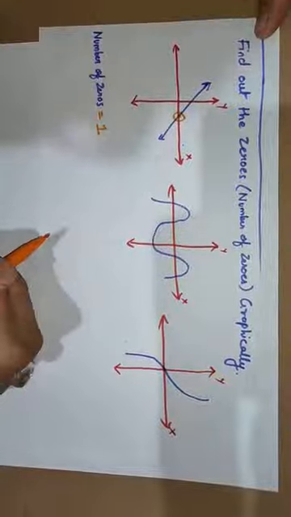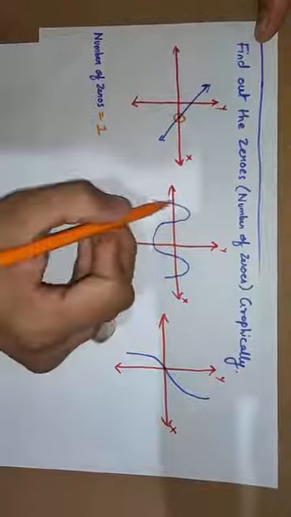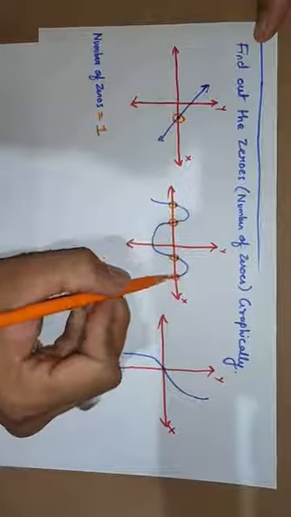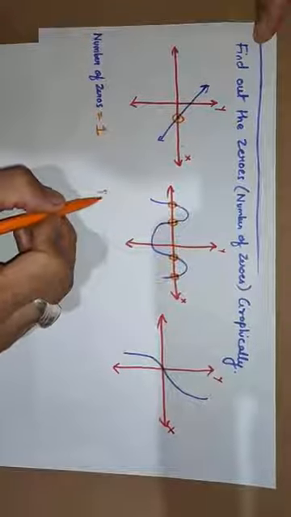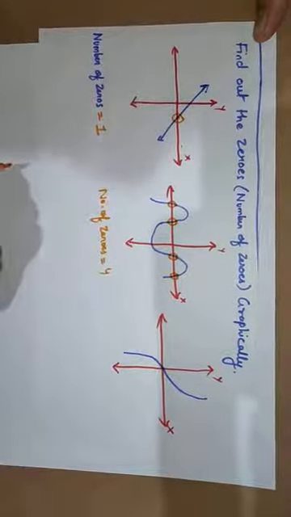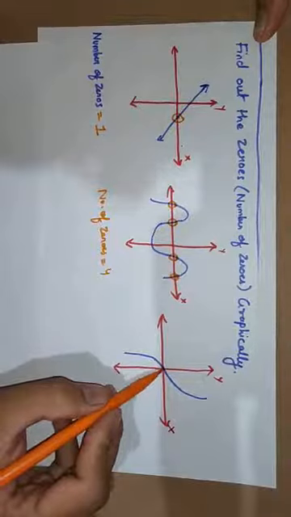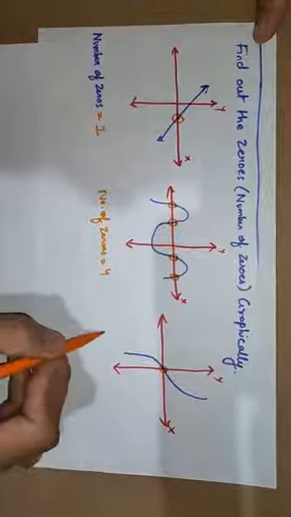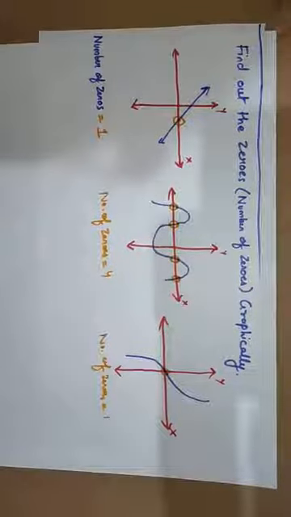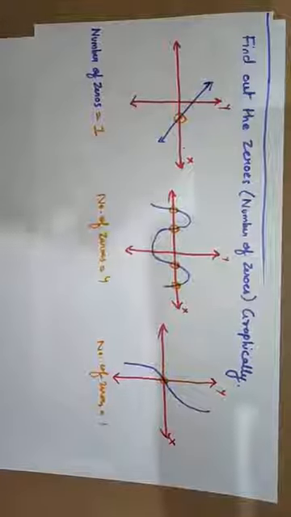Now looking at the second figure, the curve is cutting the x-axis at how many points? This is 1, this is 2, this is 3 and this is 4. So in this case, number of zeros will be 4. Looking at the third figure, this curve is cutting the x-axis at only one point. Again, number of zeros will be 1. I hope you understood how to find out the number of zeros graphically of a polynomial.